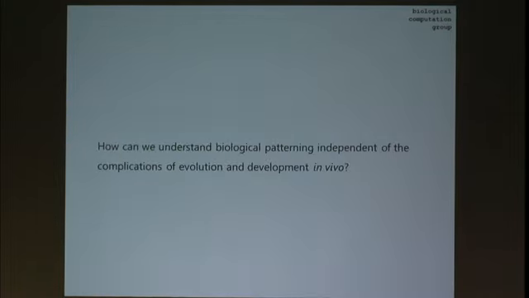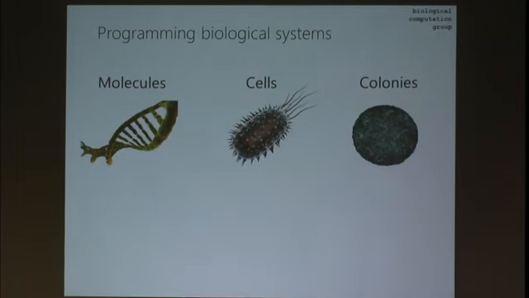So the same question: how can we understand biological patterning independent of these complications? Well, the approach that we're taking is to see the extent to which we can actually program biological systems and program pattern formation, such as a Turing pattern. If we can do that, then hopefully along the way we'll learn a lot about how biological systems are constructed and how they have chosen to produce the patterns that we see in nature. So we're asking this question at a number of levels. You can think about programming the behavior of molecules. So you might pick molecules that might interact with one another in a certain way.